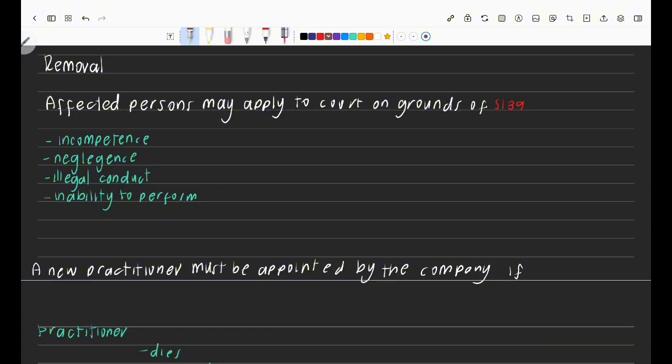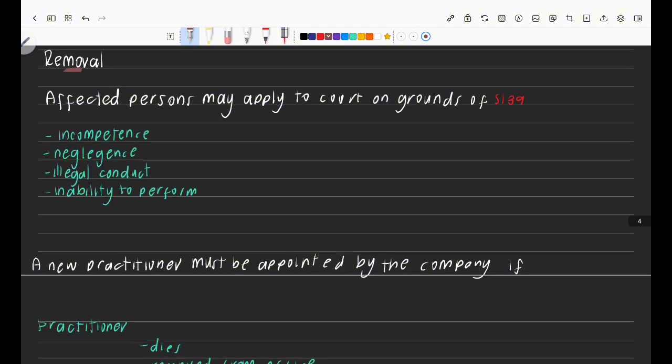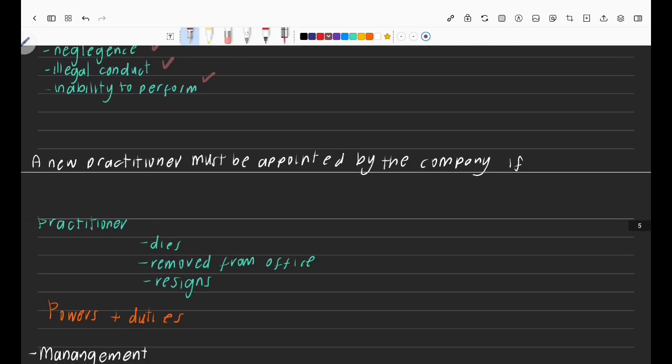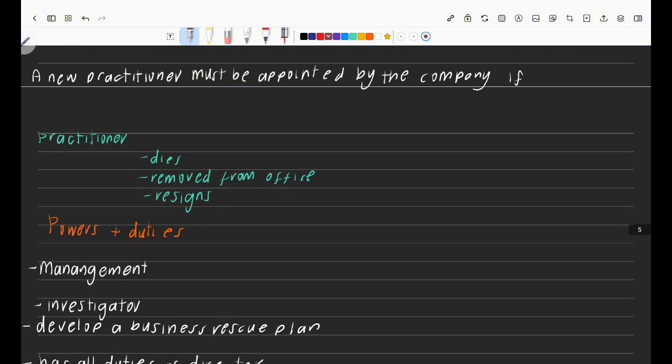How can we remove this practitioner? We're saying any affected person may apply to the court on grounds of section 139 to have the practitioner removed, right? Due to what? What grounds are those? That they are incompetent, they are negligent, they perform some illegal acts, and they are unable to perform, right? So those are grounds that an affected person can actually use, right?